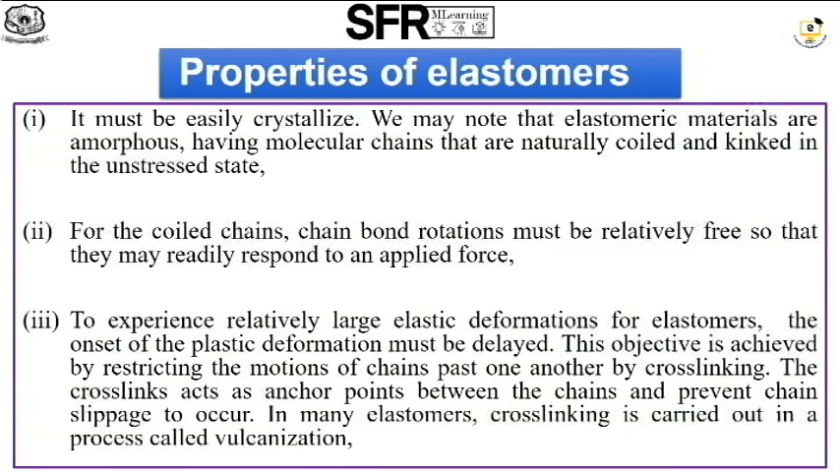This objective is achieved by restricting the motion of the chains past one another by cross-linking. The cross-links act as anchor points between the chains and prevent chain slippage from occurring. In many elastomers, cross-linking is carried out in a process called vulcanization.